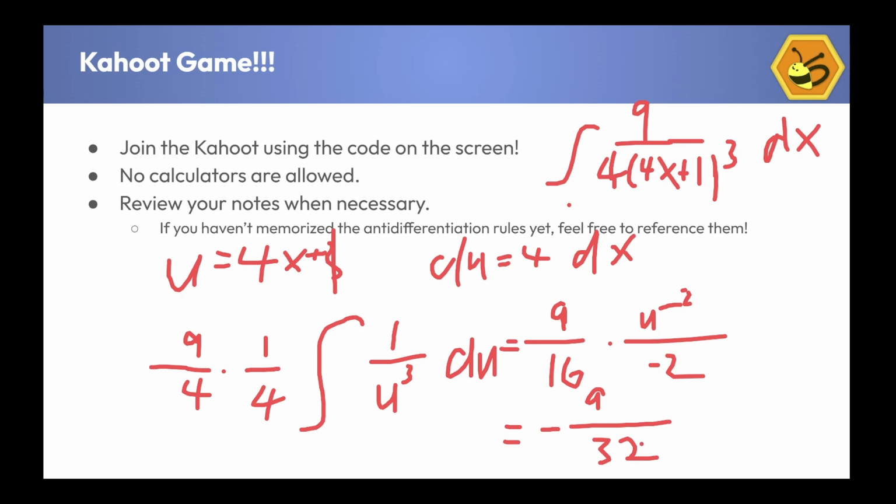And it is negative 2, so I need to put it in the 4x plus 1 to the power of 2 in the denominator. And plus C, and that is the yellow option. So this is the whole process of this u substitution.